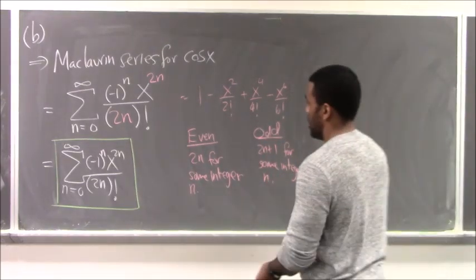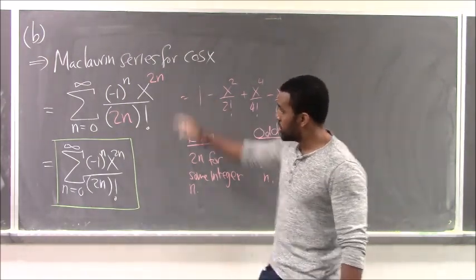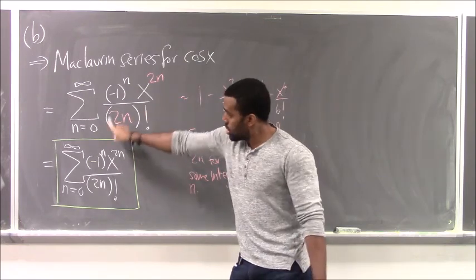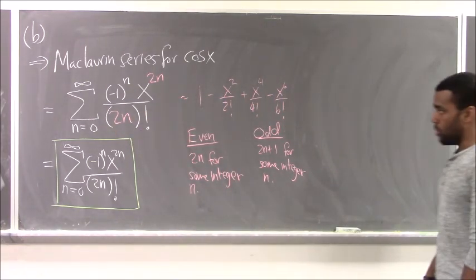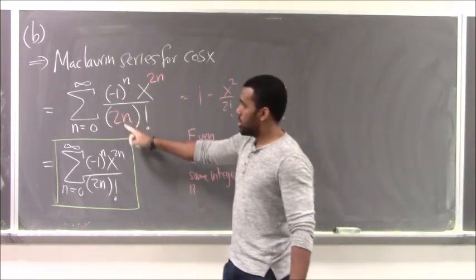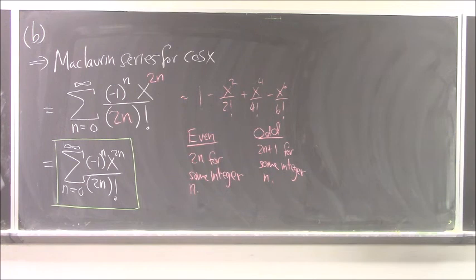So we only use the formula for the Maclaurin series on the even powers. And once we're on the even numbers, the pattern is minus 1 to the n. So that's the first answer.